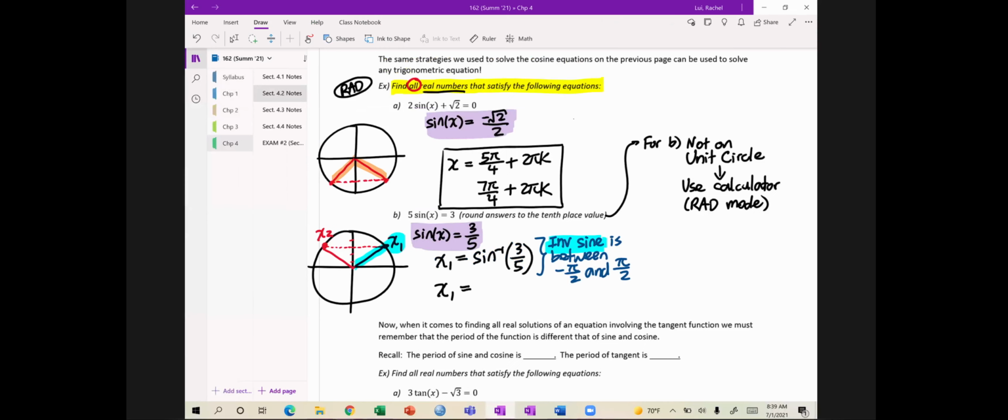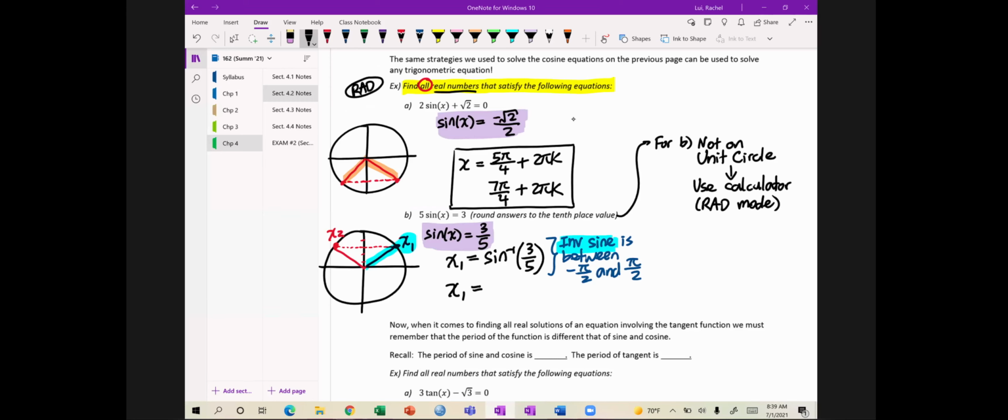Share in the chat. When we type in, I'm seeing two different answers. Checking your calculator, you put in inverse sine of 3/5. Make sure that you're in radian mode. So when it's not on the unit circle, you need to use your calculator. To solve for the input, you introduce the inverse function, and inverse sine will give you one solution.